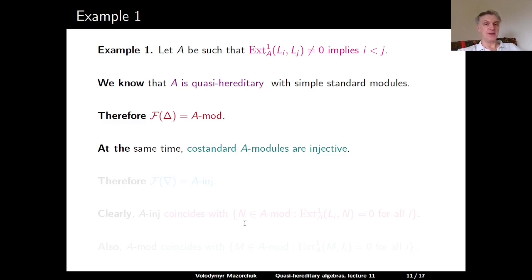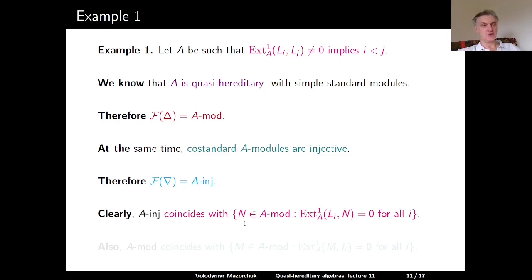At the same time, the costandard A-modules are injective, and therefore F(nabla) is just the category of all injective A-modules. And of course, injective A-modules are exactly those A-modules for which the first Ext from any simple vanishes. And also, dually we can say that any A-module has the property that the first Ext into an injective module vanishes.